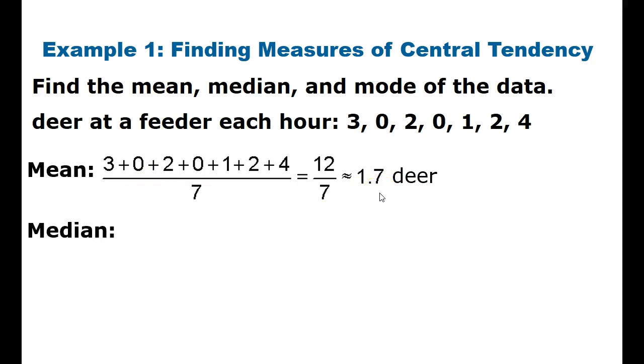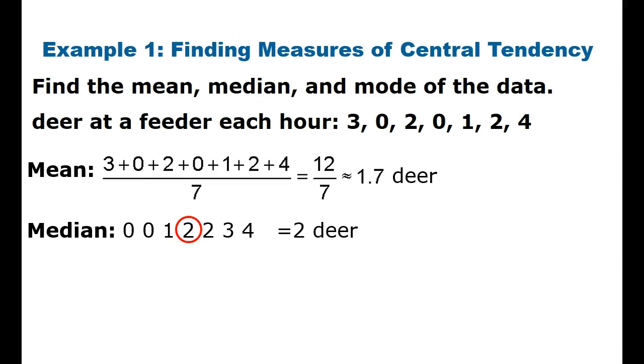To find the median, we first need to put our data in order from least to greatest, because the median is the middle number. You probably remember that. So if you count into the middle here, you'll find that the median is 2. There are 3 data values lower than 2 and 3 greater than 2. It is the middle number.